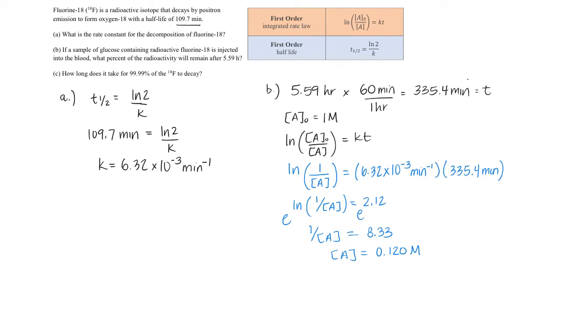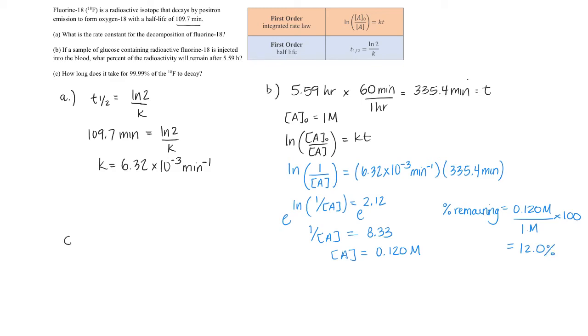In order to calculate what percentage that is, we take our 0.120 molar and divide by the initial concentration, which we assumed was 1 molar, and multiply by 100. We end up with 12% remaining after 5.59 hours.